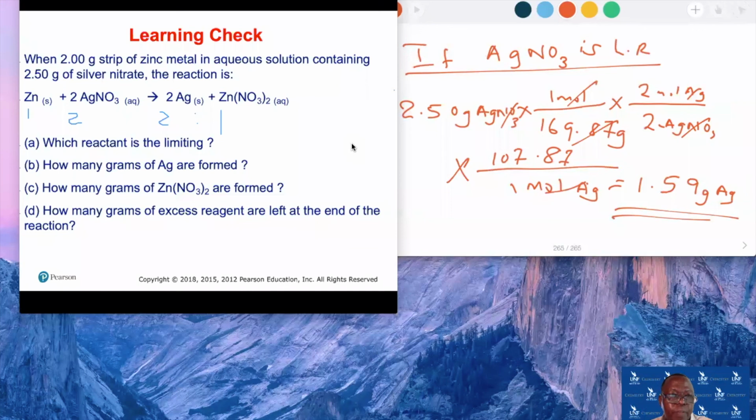We will pick up from here next time. So C and D, we will look at that next time. It is now 12:32, so I'm extending by 1 minute. We will meet again next Tuesday. The exam will cover up to the limiting reagent concept, all right?